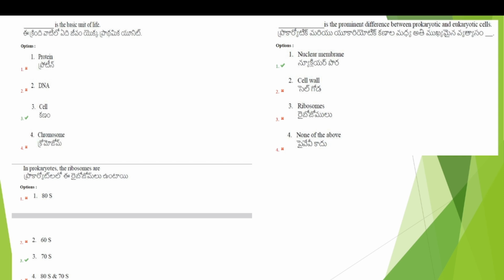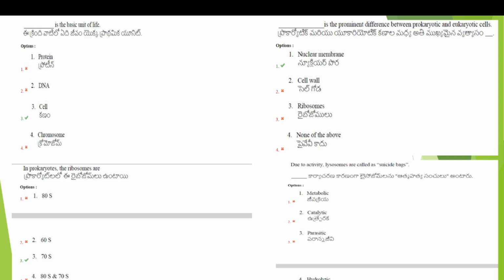And fourth option is 80S and 70S. If the question is given like this, that in eukaryotes the ribosomes present are, then the answer is 80S and 70S, because in eukaryotic cells, the cytoplasm contains 80S ribosomes, and mitochondria and chloroplasts are also present, which contain 70S ribosomes. If the question asks which type of ribosomes eukaryotes contain, the answer is both 80S and 70S. Here they asked about prokaryotes. So prokaryotes contain only 70S ribosomes. So the option is 3.